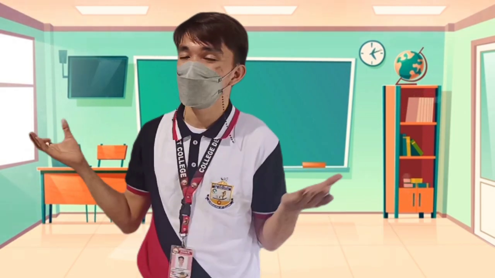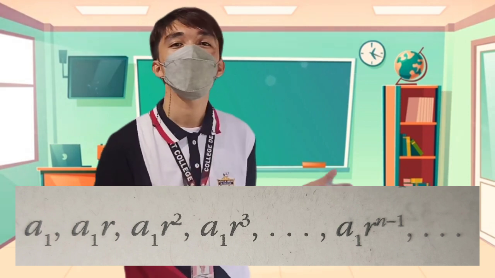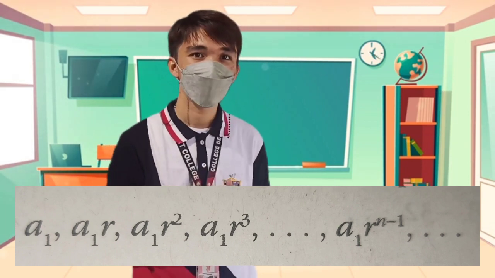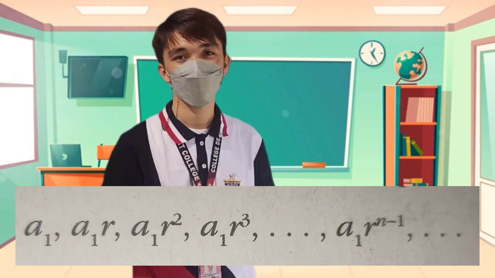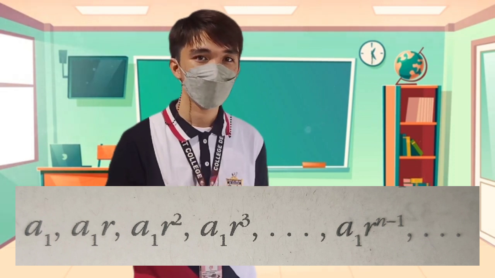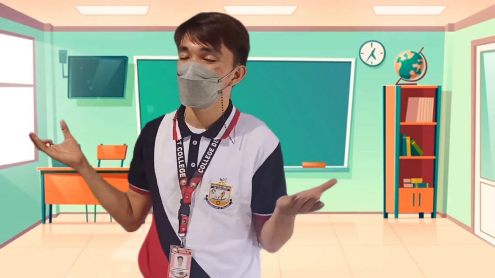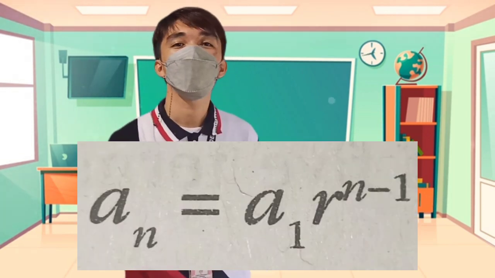A geometric sequence or geometric progression is a sequence of the form a sub 1, a sub 1 r, a sub 1 r raised to the power of 2, a sub 1 r raised to the power of 3, a sub 1 r raised to the power of n minus 1, and so on. Where a is the first term, r is a non-zero real number called the common ratio, and the nth term of the sequence is given by a sub n equals a sub 1 r raised to the power of n minus 1.